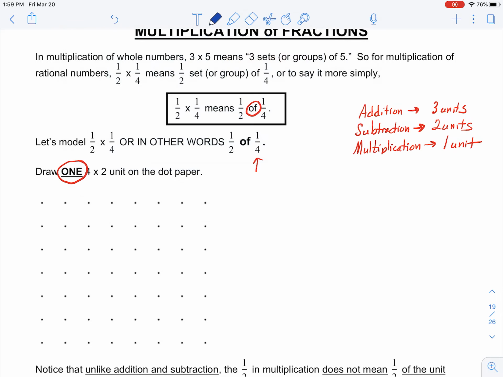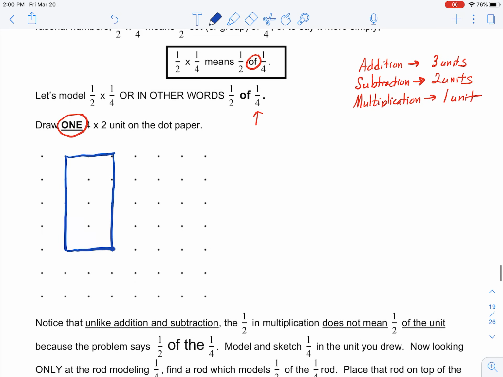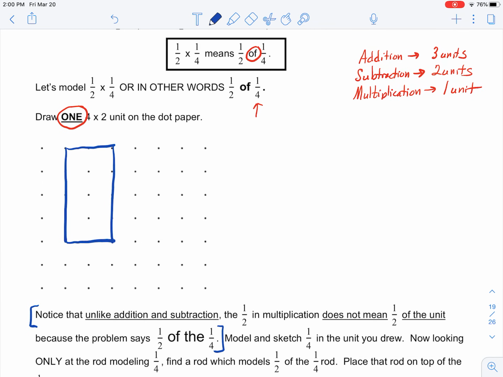So I will start by drawing a 4x2 unit. And again, I chose a 4x2 because my denominators are 4 and 2. And you'll have to remember or think about this statement here. Unlike addition and subtraction, the 1/2 in multiplication does not mean 1/2 of the entire unit. It means 1/2 of the 1/4. So we're still kind of in reference to this big unit, but let's get 1/2 of the 1/4 to start with.